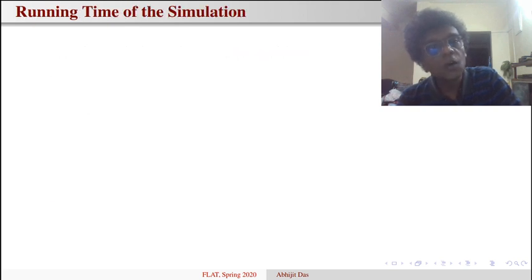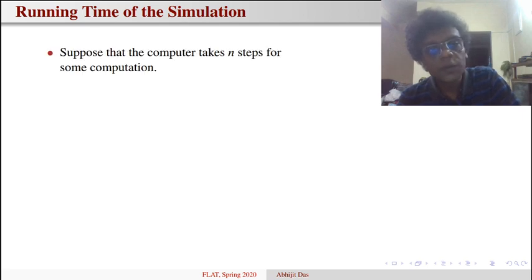So now what about the running time of the simulation? This is an important question. Apparently, this Turing machine's head will have to move back and forth many times. Does it actually affect the running time? Definitely it does, but not too much. Suppose that some program takes n steps in your computer.